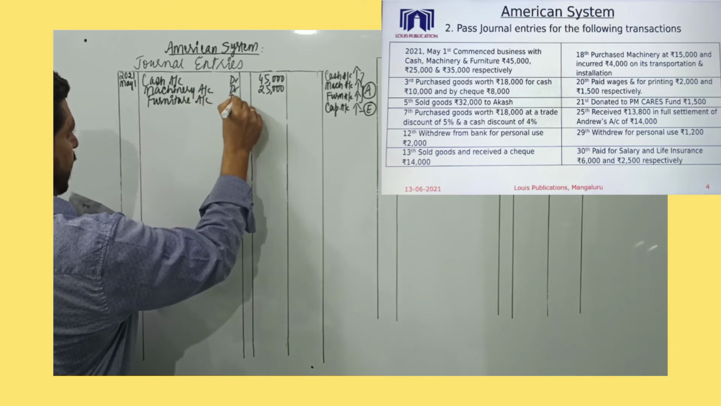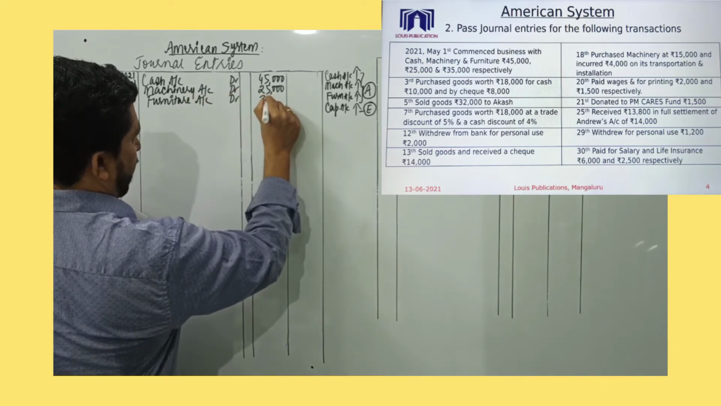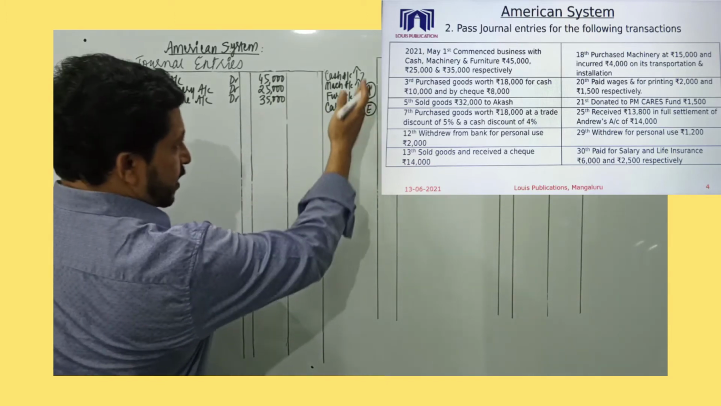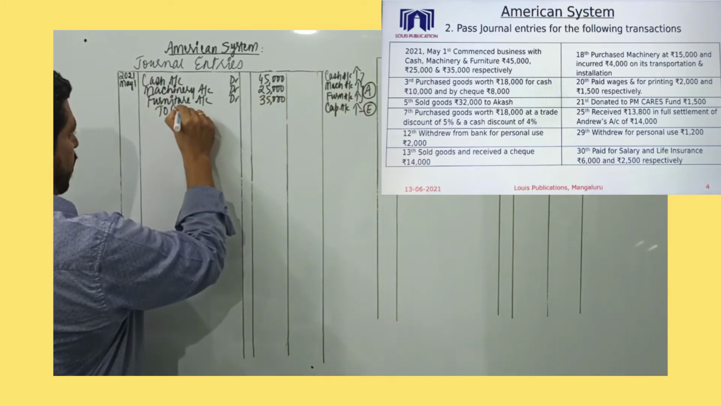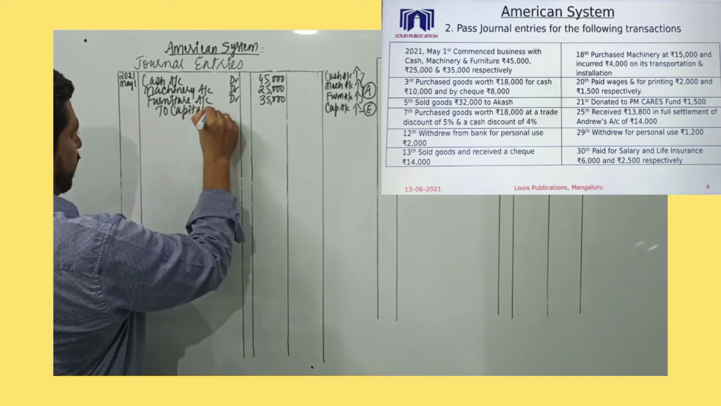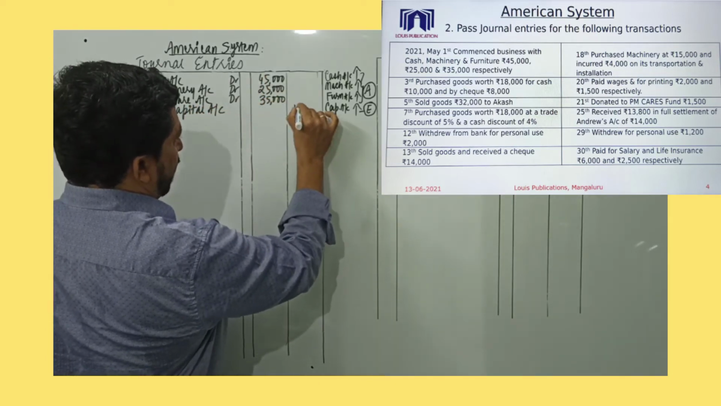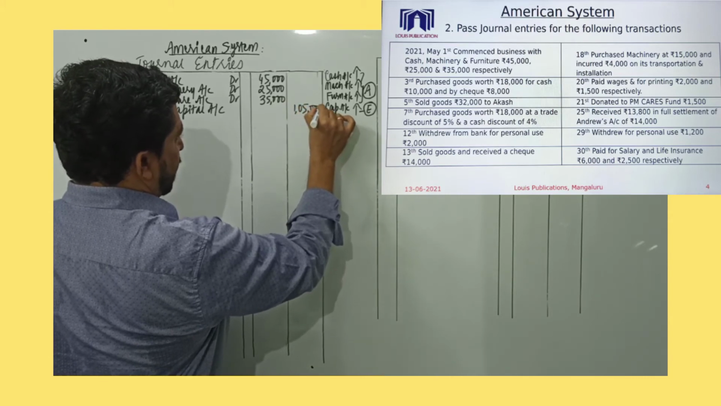Furniture account debited. Amount is 35,000. Then capital value increases. Increase in equity is a credit. So I record to capital account. To capital account. Again, total 70, 80, 90, 1 lakh, 1 lakh 5,000 is the capital amount.